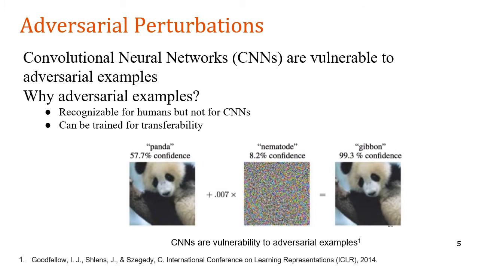Adversarial examples have two nice properties. The first one is that these images are recognizable for humans but not for CNNs, and also they can be trained for transferability. That means that adversarial examples can be trained on a CNN A such that they are able to fool other CNNs, for example CNN B.